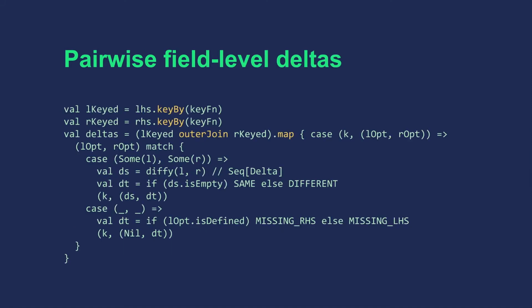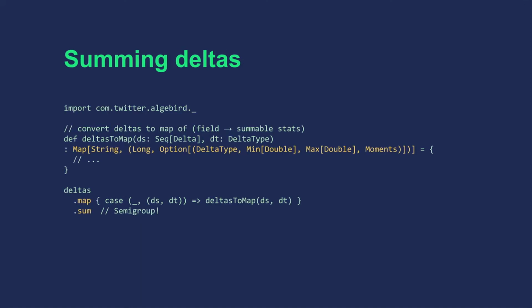The code, you take the left-hand side, right-hand side, key on the function, do outer join. Now you have a key and then two options for the left-hand side and right-hand side value. And if both of them are present, you do your delta, then you end up with the output tuple. That's the key, the primary key of your data set, the delta, the list of field deltas, and also the delta type. The second step is we map this thing into a map where the key of the map is your field name. It's like track ID or user age or whatever. And then the value is just a tuple of all these different things.